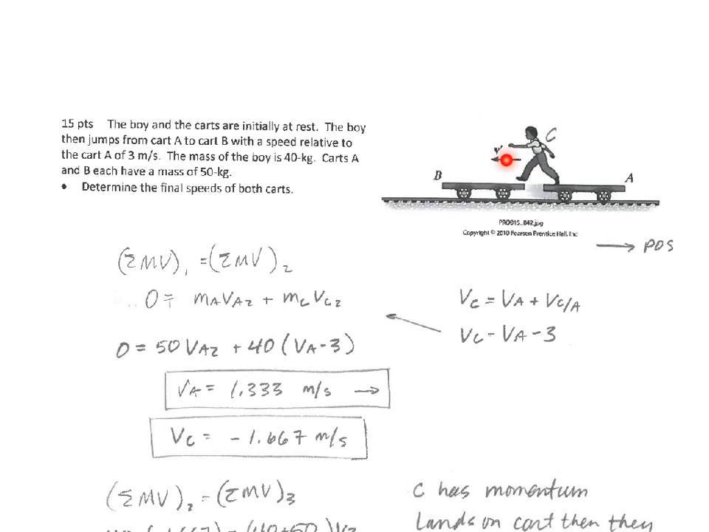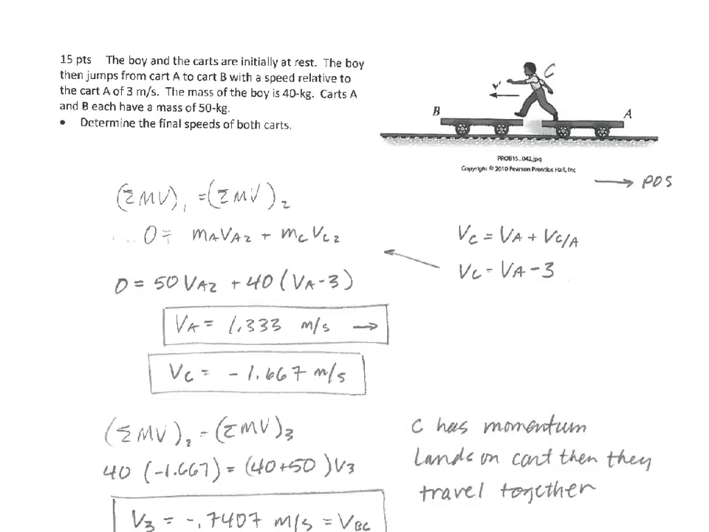So the first part of the problem is, while he's in the air, we find the direction and the speed of cart A by using a conservation of momentum approach, where we have 0 momentum at the beginning of the problem. I got m V_A going one way, and then m_C V_C going this way. I have one equation with 2 unknowns, so I'll use the relative velocity equation and plug that in, and I can solve for V_A and V_C.